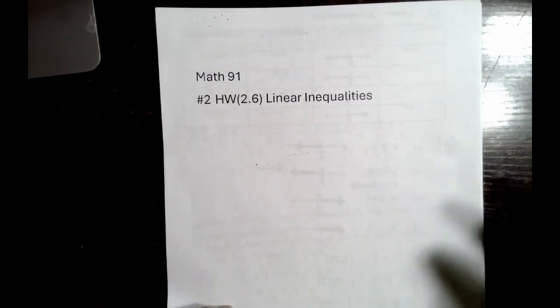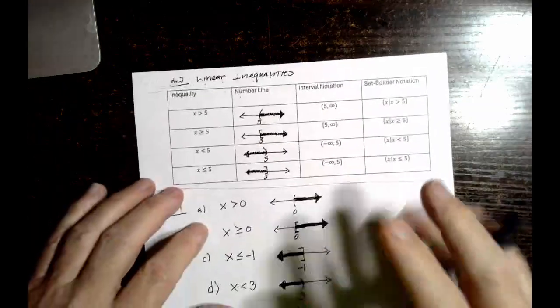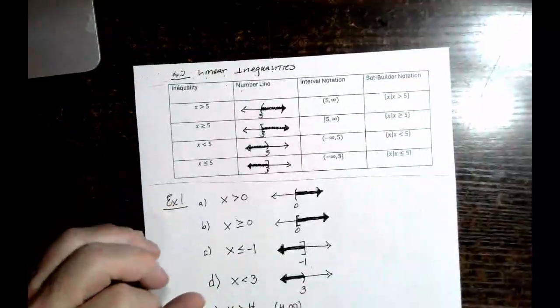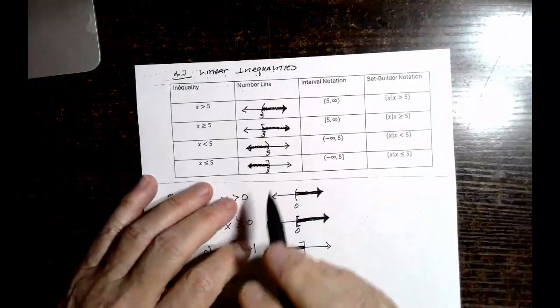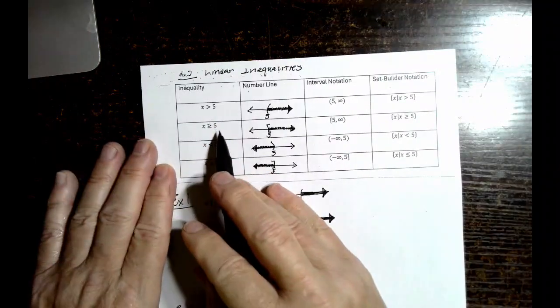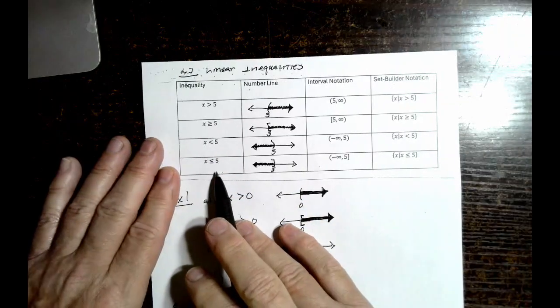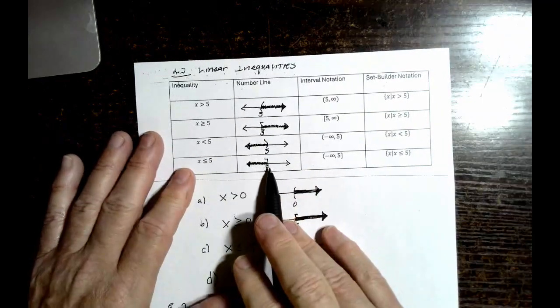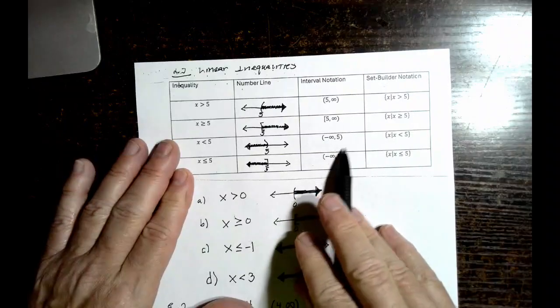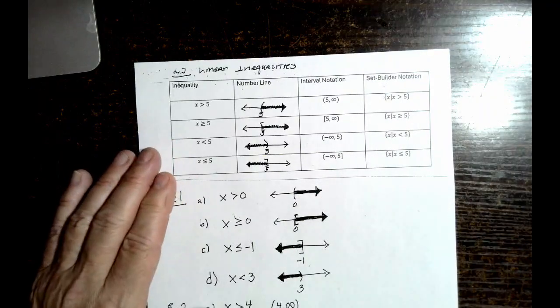Alright, this is section 2.6, linear inequalities. So I made a chart here for you to tell you how to write the answers to linear inequalities. So here's the individual inequality written symbolically. Then here's it written as a number line. Here is an interval, and here is set builder notation.